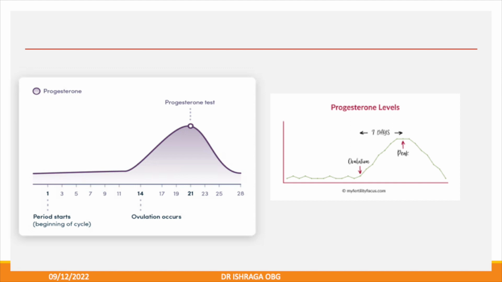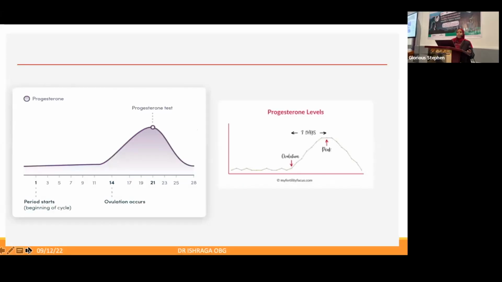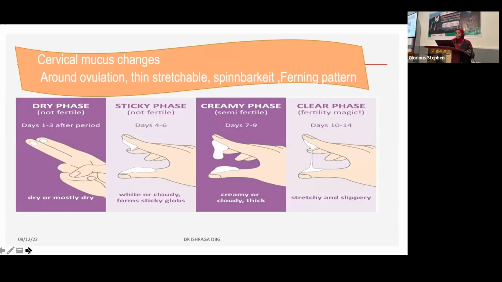Progesterone starts to increase after ovulation, and indeed at day 21 if it is a 28-day cycle. Cervical mucus changes. Around ovulation, the cervical mucus becomes thin, stretchable, spinnbarkeit, and if spread on a slide, gives a fern pattern. In the first 3 days it will be dry. After that it will become sticky, then cloudy and creamy, and around ovulation it will become stretchy and slippery.